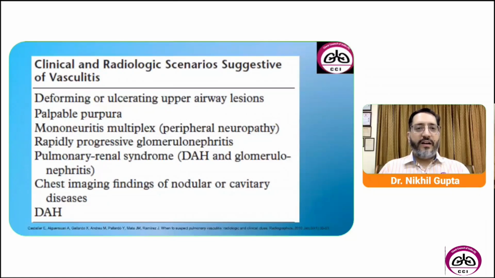These are the clinical and radiological scenarios which, when present, should give you a clue of vasculitis: deforming ulcerative upper respiratory lesions, palpable purpura, peripheral neuropathy, rapidly progressive glomerulonephritis, a pulmonary renal syndrome, chest imaging findings of nodular or cavitary disease, and diffuse alveolar hemorrhage.